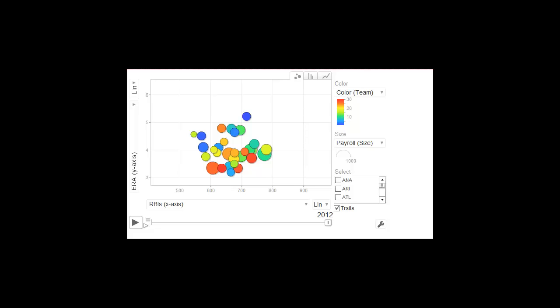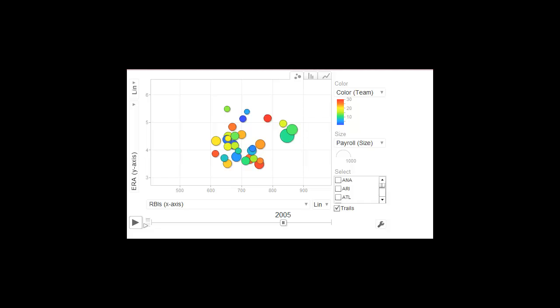In 2012, we see the bubbles are much larger than in the 1980s and 1990s. The lowest payroll in 2012 belonged to the San Diego Padres at $55 million. The highest payroll belonged to the Yankees at almost $200 million. However, the lowest ERA belonged to Tampa Bay, while Texas had the most RBIs.